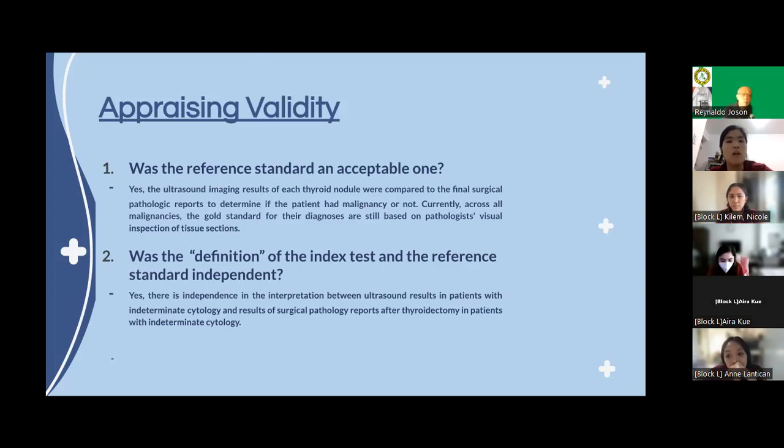Number two, was the interpretation of the index test and the reference standard test independent? Yes, there is independence in their interpretation between the ultrasound result in patients with indeterminate cytology and the results of surgical pathology reports after thyroidectomy. Next slide.